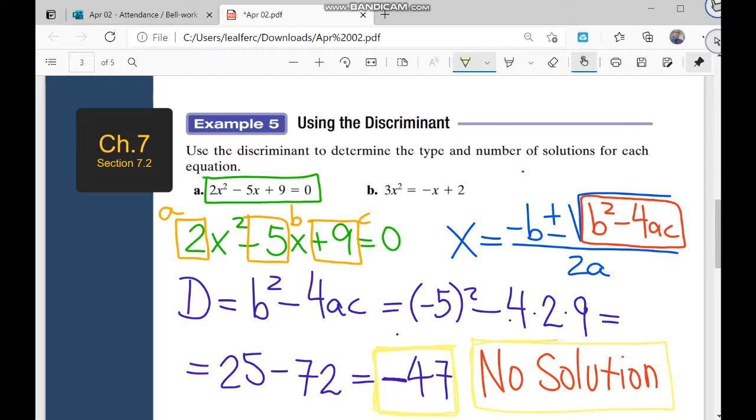And that's it. You don't need to calculate today. You don't need to find the solutions. You just need to calculate the discriminant and tell me if the equation is going to have two solutions, one solution, or no real solution. That's it. Any questions? Tell me if you have questions.